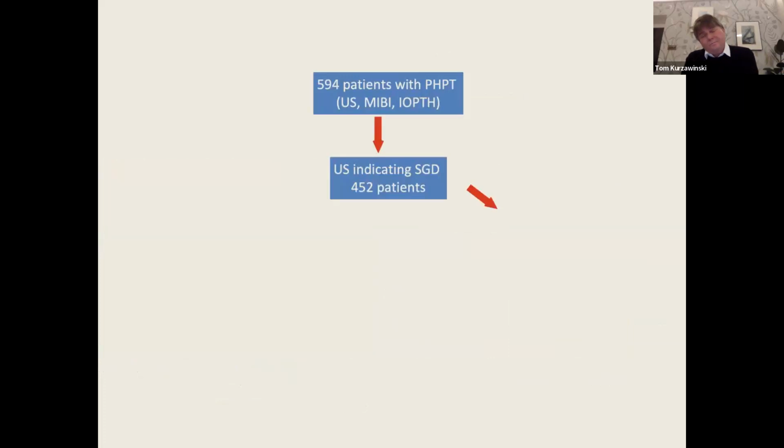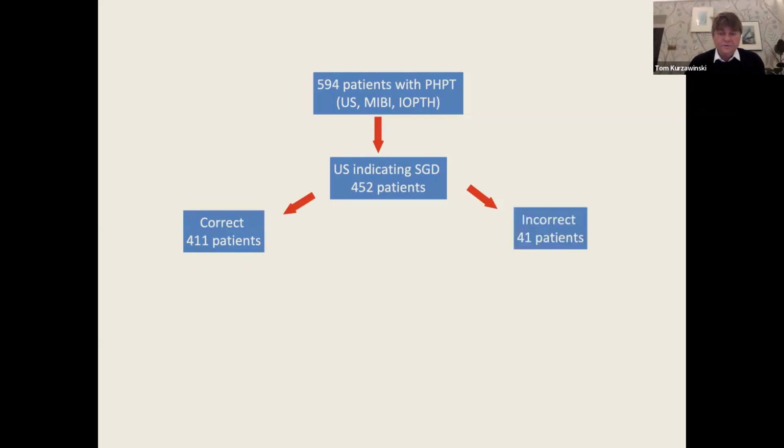So we wrote a few papers about it, and one of these papers was about patients who had an ultrasound which showed a single enlarged gland. So it's almost 600 patients. As I said, all of these patients had ultrasound, SESTA-MIBI, and IOPTH. And the ultrasound indicated a single gland in 452 patients. Now, as I said, it's an investigation which is accurate in about 80% of cases. So indeed, it was correct in 411 patients.